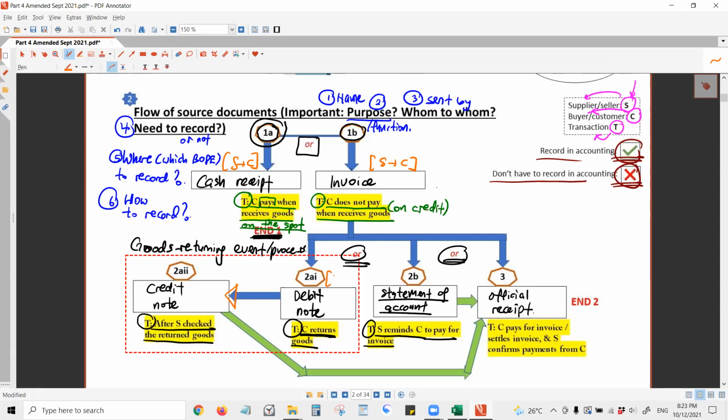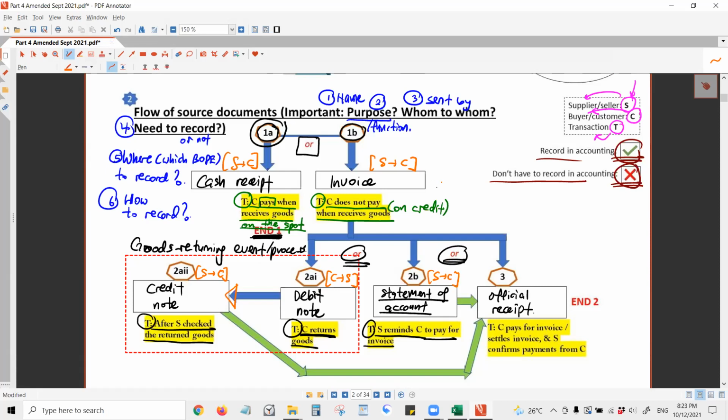Next, also go on and write who sends these documents that I have mentioned so far. Debit note, you write C to S. Credit note, you write S to C. I'll talk more about goods returning later on. For now, just know this will do. And then statement of account, of course, S to C, because you remind customers to pay, right?